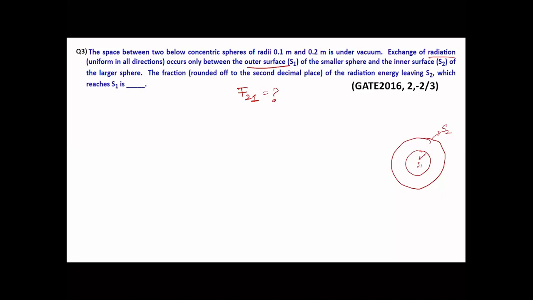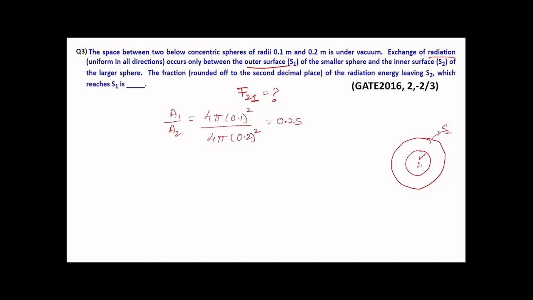So again, this question was on finding out the view factor F21, which will essentially be the ratio of areas A1 by A2, which will be 4 pi r1 square by 4 pi r2 square. Alright, and this is equal to 0.5.